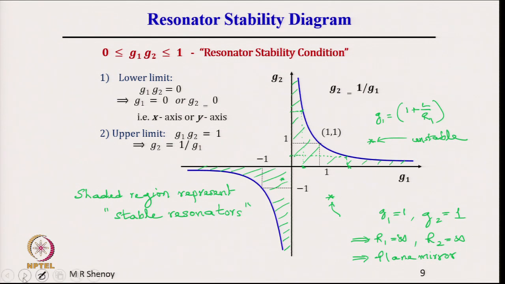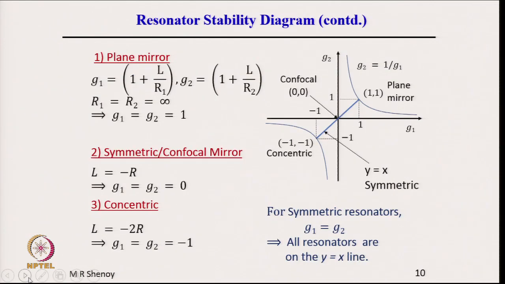Let us look at other resonators, some more examples. So, here it is. The plane mirror resonator has G1 is equal to G2 is equal to 1. So, this is the point which corresponds to a plane mirror resonator. Now, for all symmetric resonators, G1 is equal to G2, which means they are on the y is equal to x line which is shown here, all symmetric resonators.